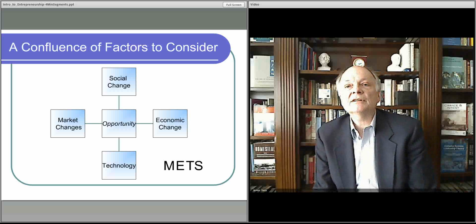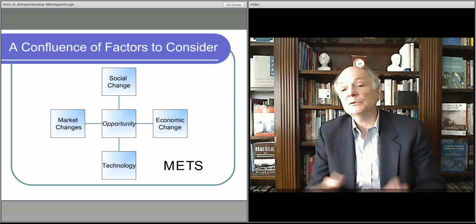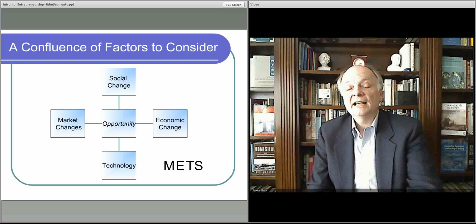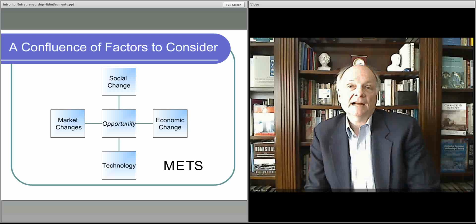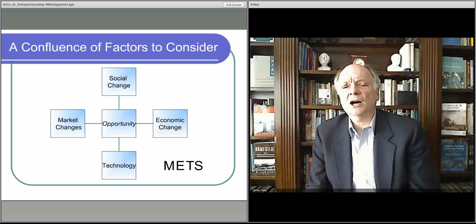So that's another one. I won't spend that much time. We'll spend a lot more on technologies at a later date, and how those affect opportunities. But that's the most common one.